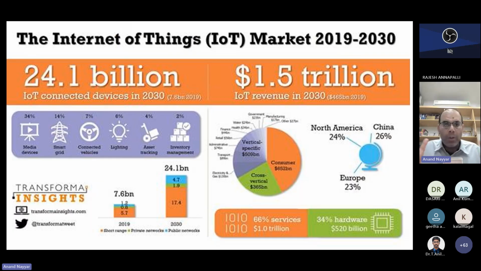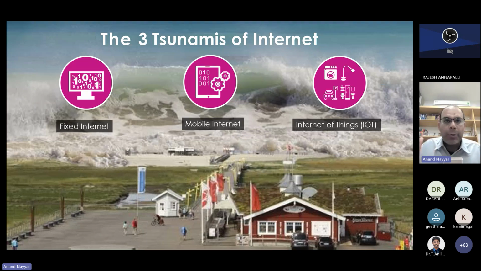So for the IoT market, if you talk of 2030, there will be 24.1 billion devices and 34% of the hardware will be IoT compliant. So these are the three tsunamis of the internet. At one time, we had the fixed internet, which means when we used to have broadband services. Today, the era is of mobile internet, and the next era, or you can say the era that has already started in the last 6 years, is IoT.